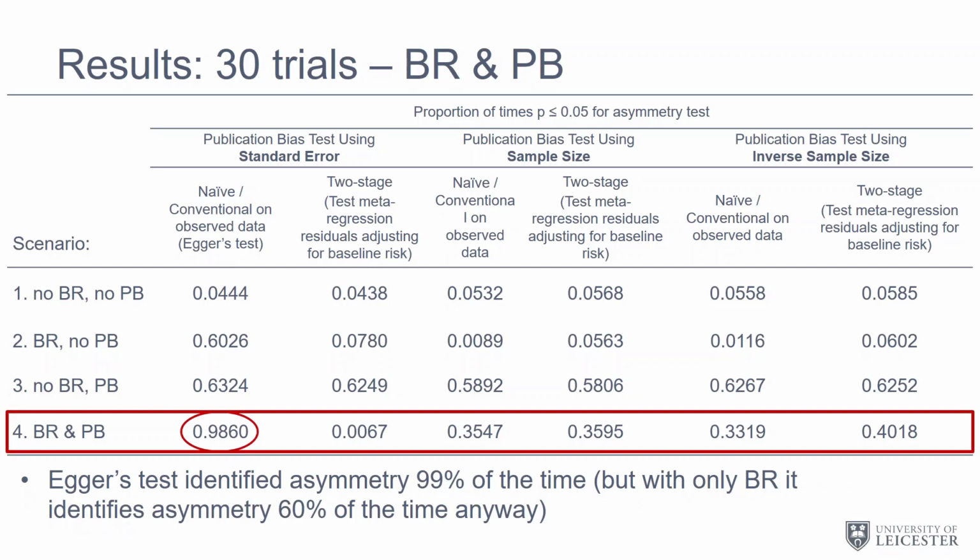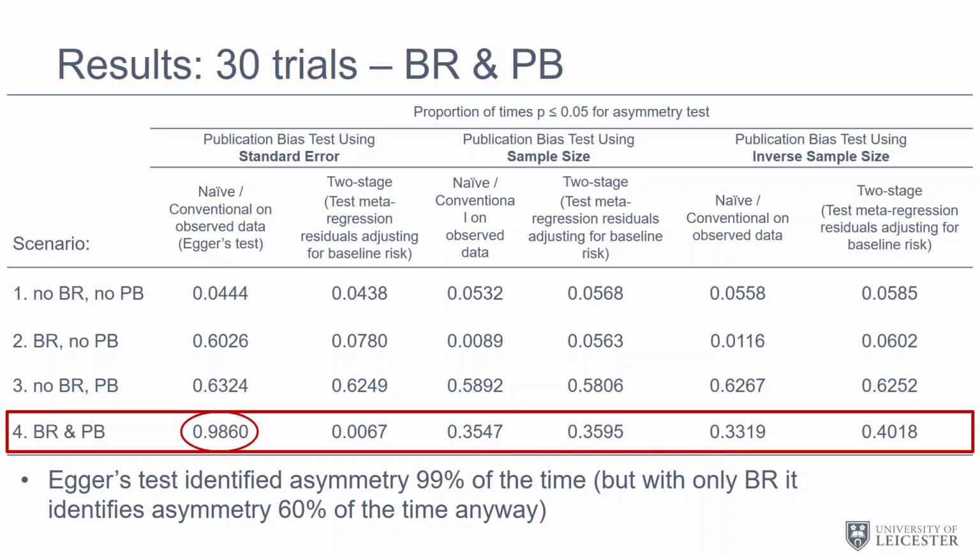But if we look at scenario 4, where we've got both baseline risk interaction and publication bias present, then we see that Egger's test identifies the funnel plot asymmetry 99% of the time. We think this needs to be viewed in the context that in scenario 2, where only baseline risk was present, it was already identifying asymmetry 60% of the time anyway. If we were to switch to using sample size or inverse sample size with the observed data, then we'd identify this funnel plot asymmetry about 35%, 33% of the time.